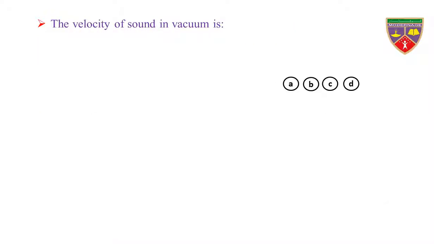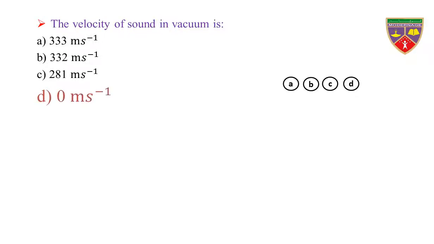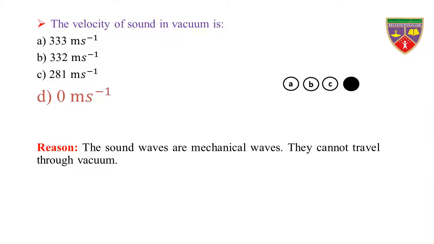The velocity of sound in vacuum is: option A, 333 meters per second; option B, 332 meters per second; option C, 281 meters per second; option D, 0 meter per second. The key is 0 meter per second. Therefore, the correct option is D. Reason: the sound waves are mechanical waves. They cannot travel through vacuum. Hence, the velocity of sound in vacuum is 0 meter per second.